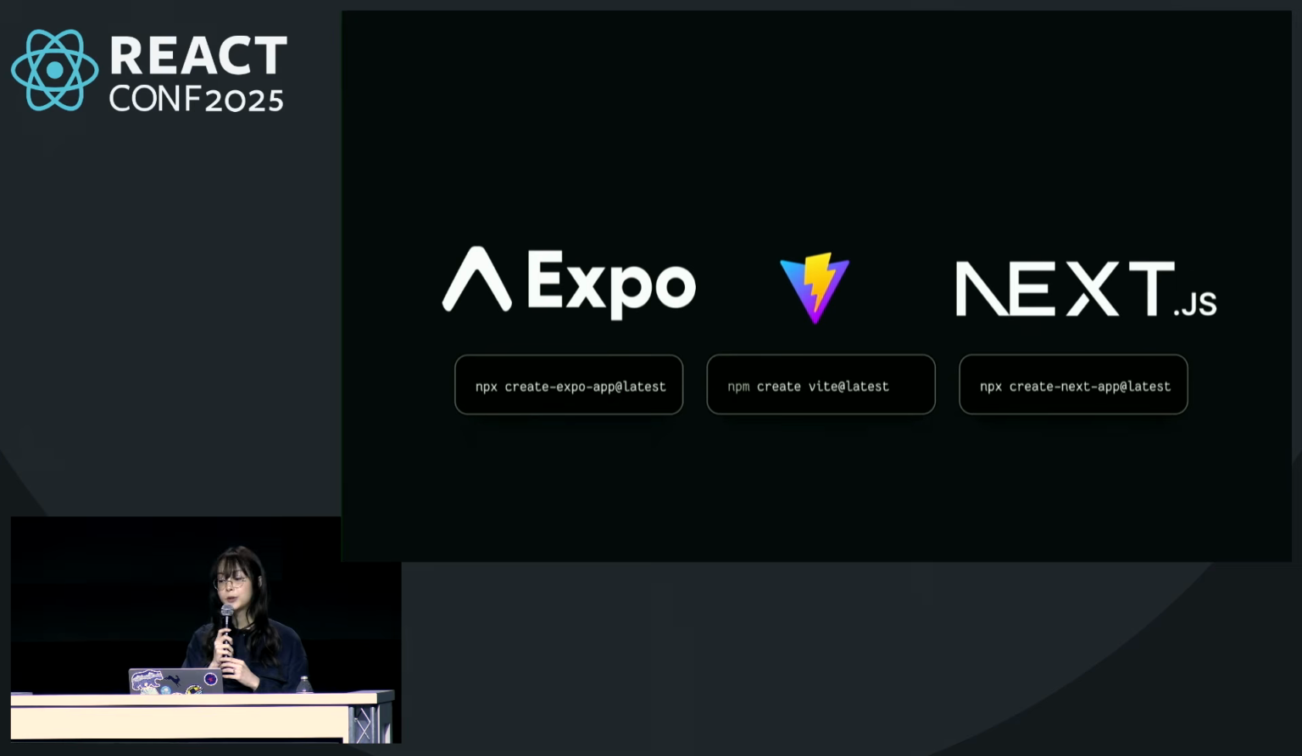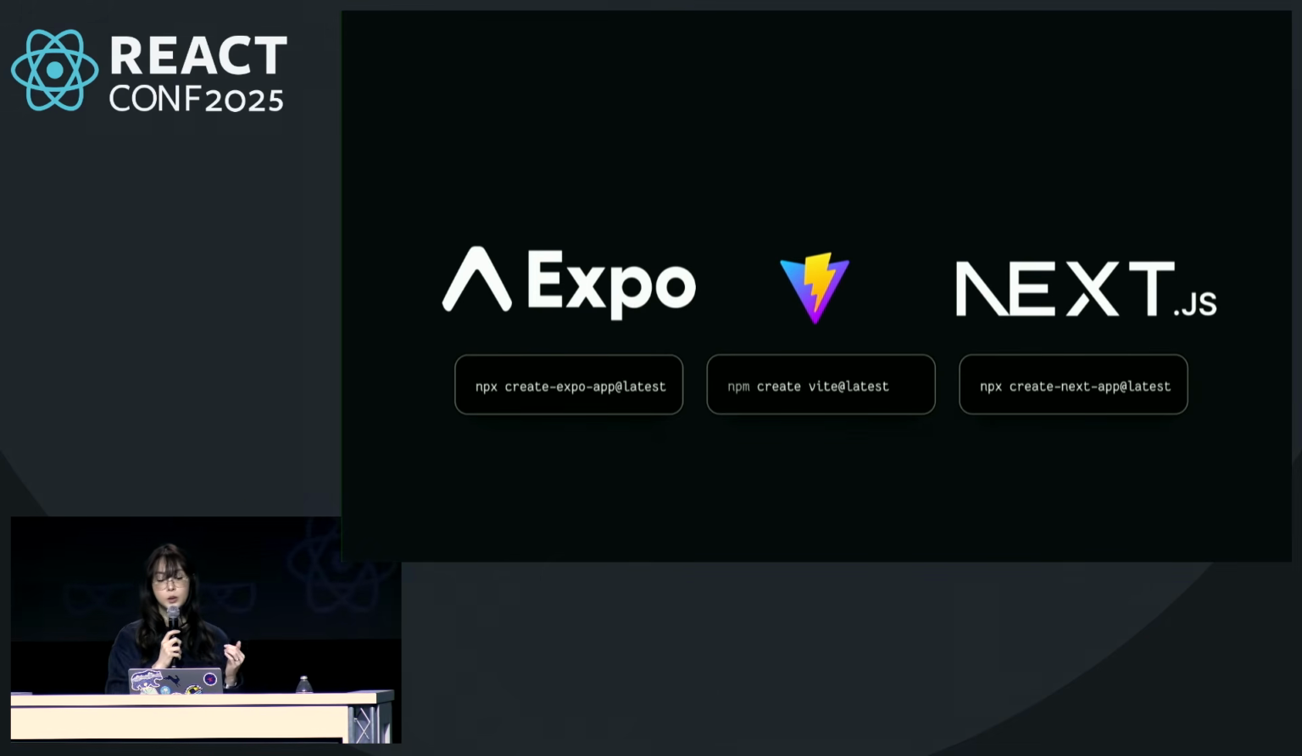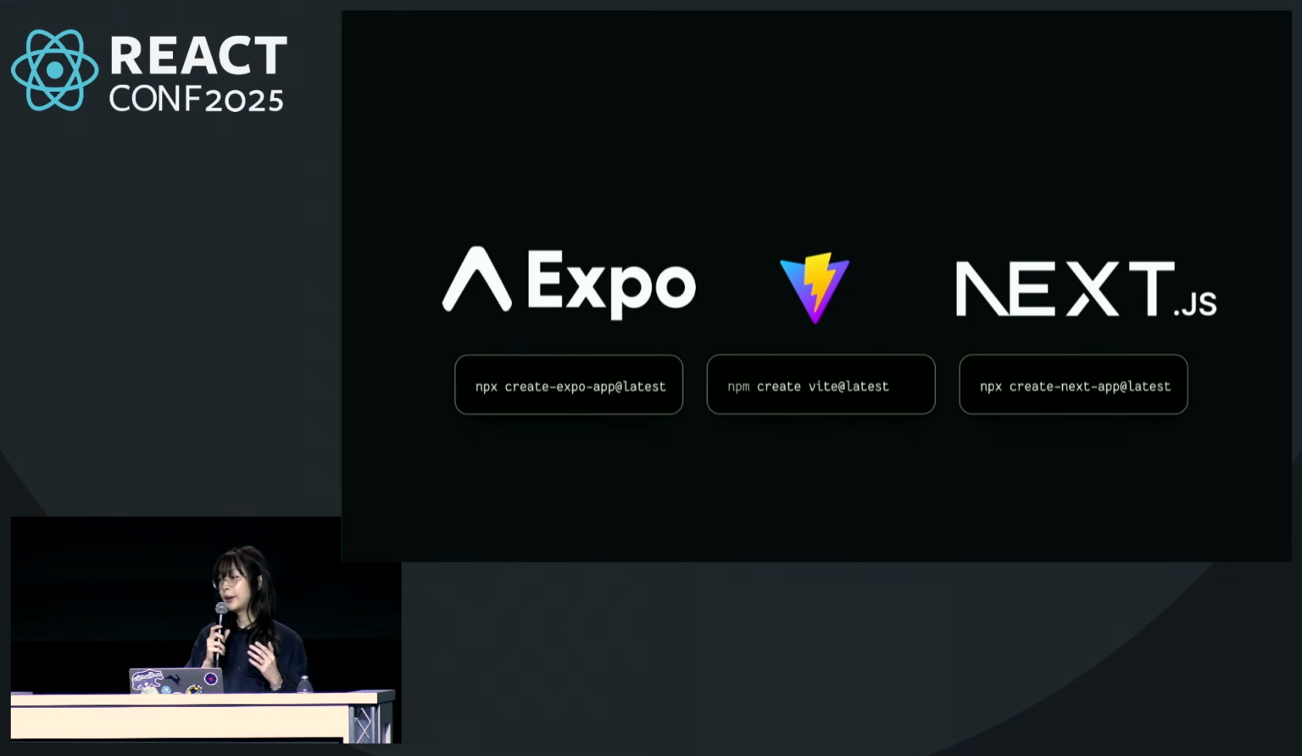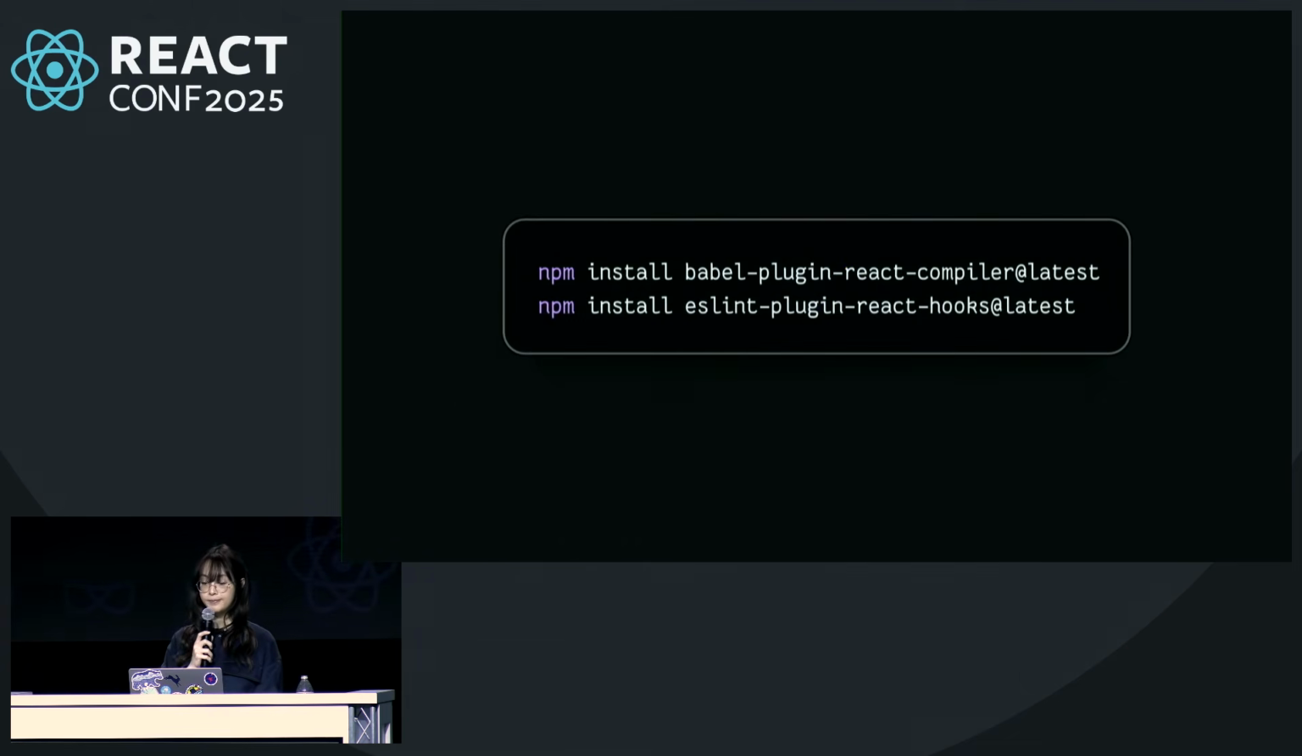As part of the stable release, we've also worked with the Expo, Vite, and Next.js teams to either enable the compiler by default for new applications, which is the case for Expo, or expose an option for you to pick a React compiler-enabled template, which is the case for Vite and Next.js. We highly encourage everyone to start your application with the compiler so you can get all of those benefits from day one, and just really focus on building out features that your users want instead of just worrying about memoization. And again, if you're not using one of those frameworks, you can install the compiler packages directly.